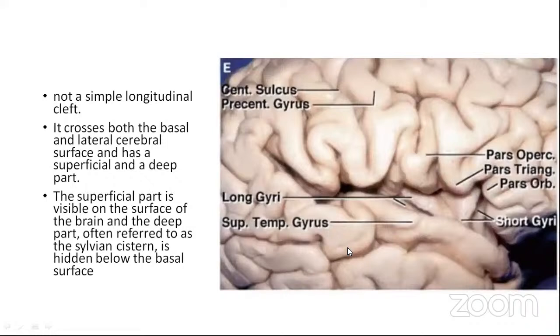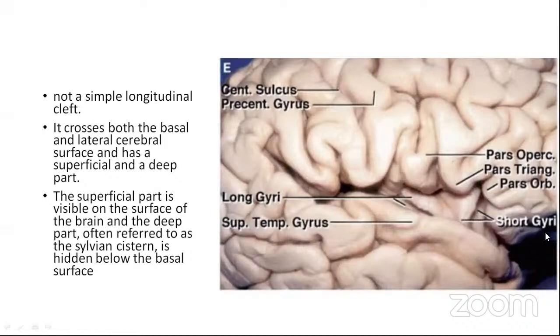It's not a simple longitudinal cleft. It crosses both the basal and the lateral cerebral surface and has a superficial and a deep part. The superficial part is visible on the surface of the brain, and the deep part, often referred to as the Sylvian cistern, is hidden below the basal surface. As we can appreciate, this is the frontal lobe. This is the temporal lobe. We can appreciate a fissure or a cleft on the lateral surface of the brain, which is separating the frontal lobe from the temporal lobe. This cleft is the Sylvian fissure.